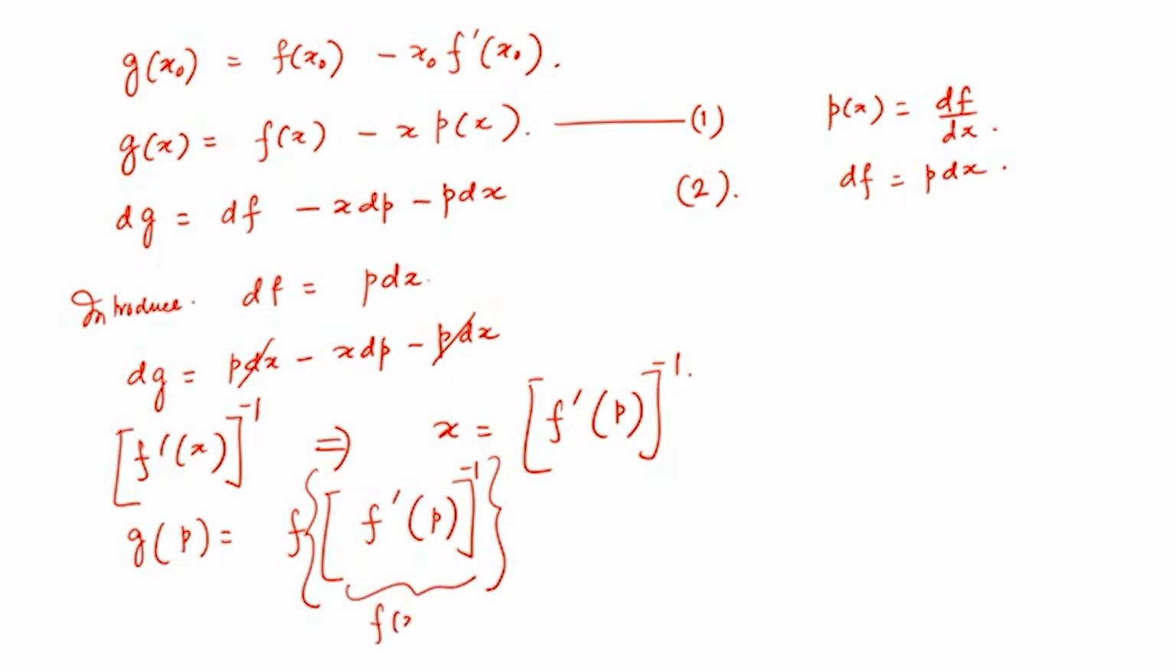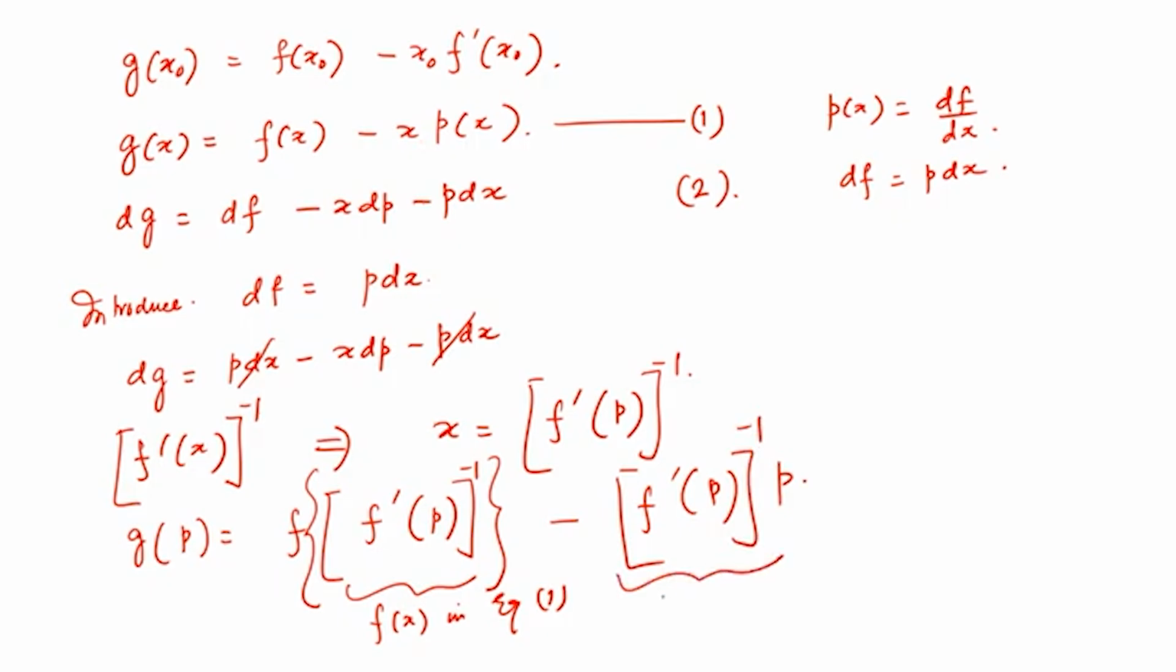That is f of x in 1, and minus, that is the second term, is the inverse of f prime of p, multiplied by p, which is there in the second term. So, this is the second term in equation 1. So, this is the first term and this is the second term.